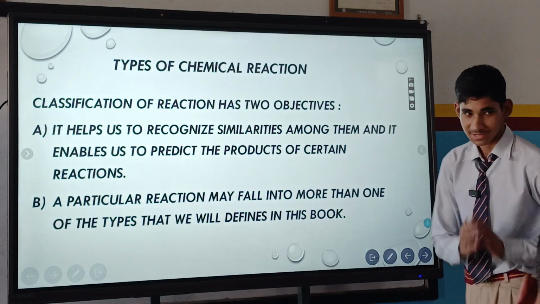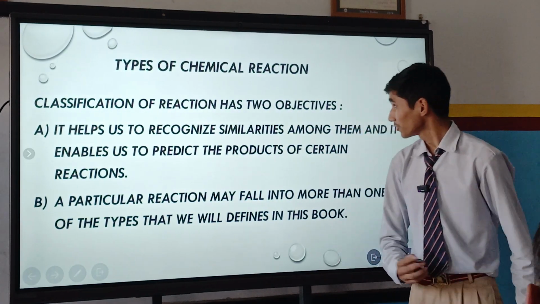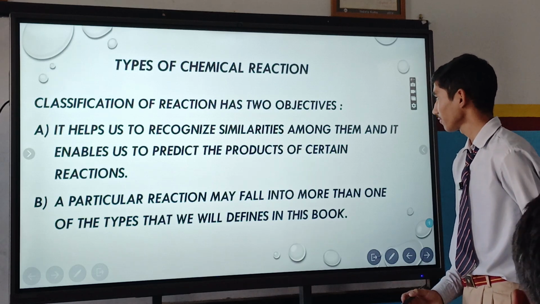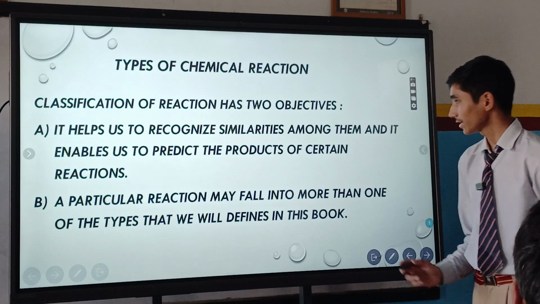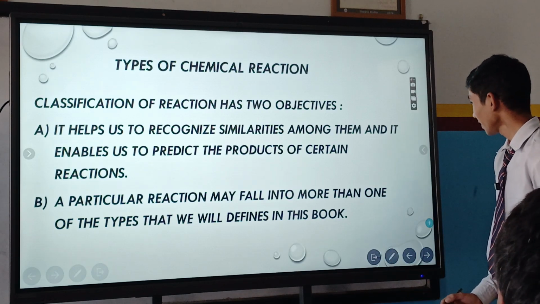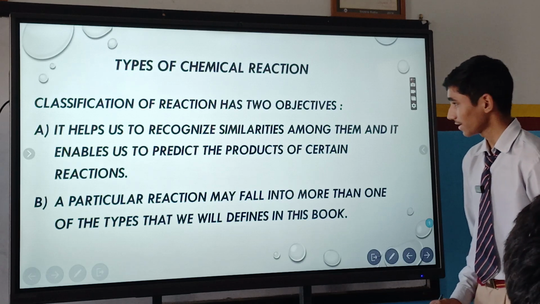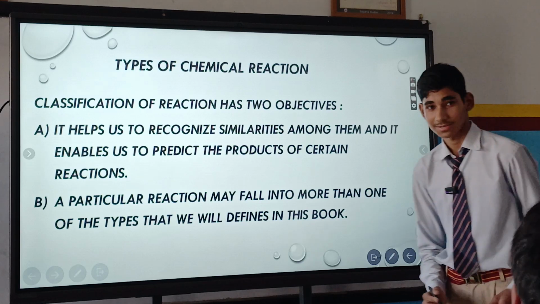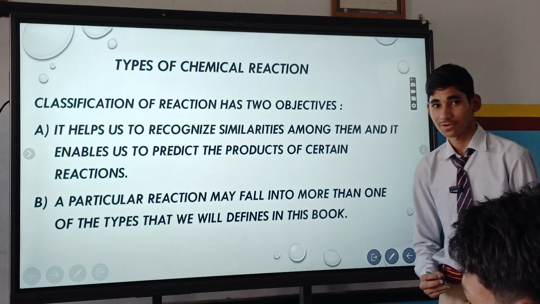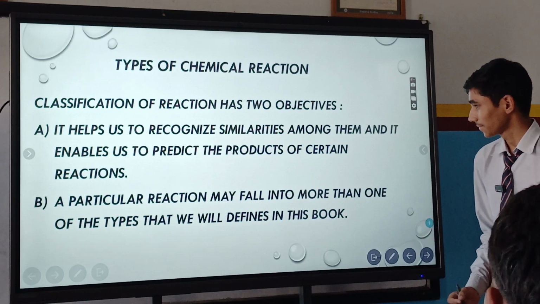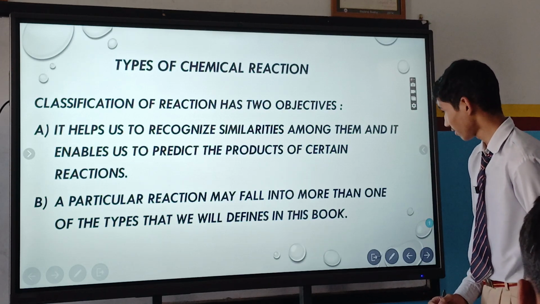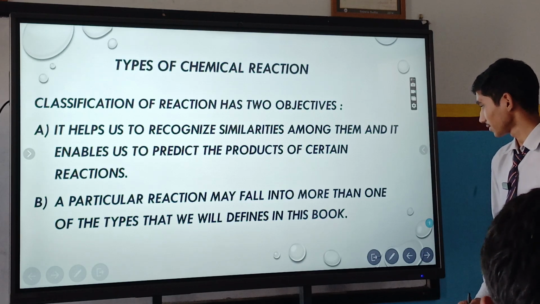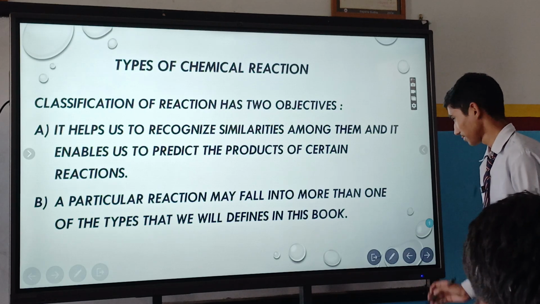Namaskar everyone. I'm from group Heisenberg. I'm going to discuss types of chemical reaction. Classification of reaction has two objectives. It helps us to recognize similarities among them, and it enables us to predict the products of certain reactions. It helps to predict what type of product is formed after reaction of two or more reactants. A particular reaction may fall into more than one of the types that we will define in the book.